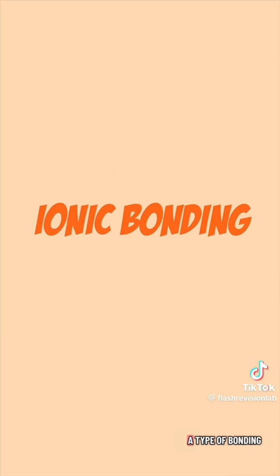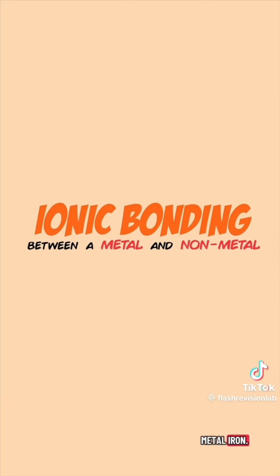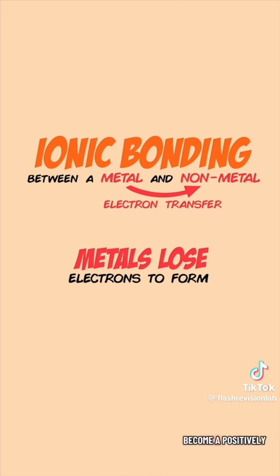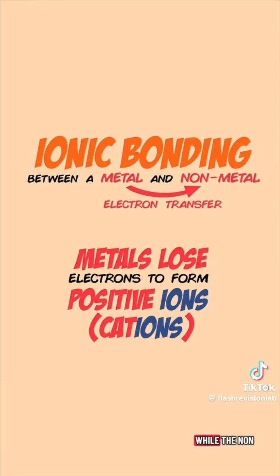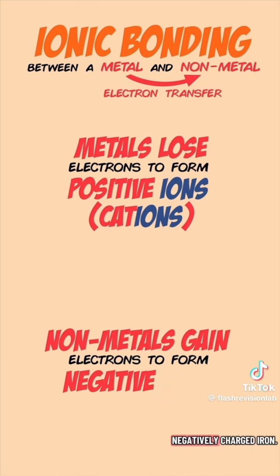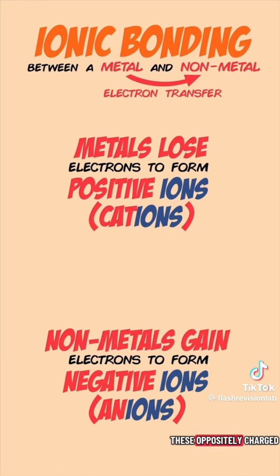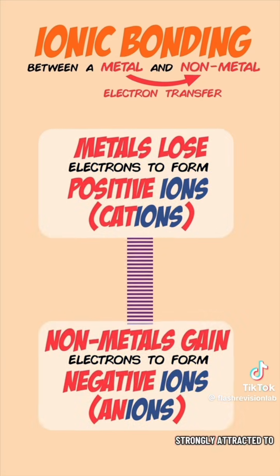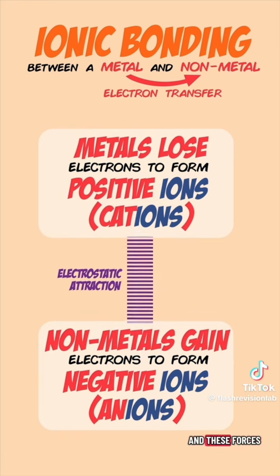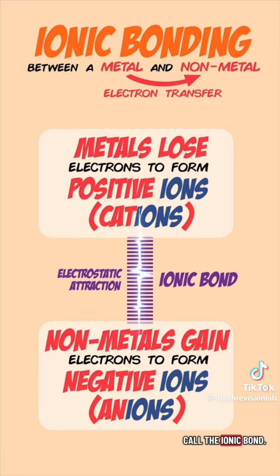Ionic bonding is a type of bonding that occurs between a metal ion and a non-metal ion. It involves the transfer of electrons from a metal atom to a non-metal atom. The metal atom loses electrons to become a positively charged ion, while the non-metal atom gains those electrons to become a negatively charged ion. These oppositely charged ions are then strongly attracted to each other by electrostatic forces, and these forces are what we call the ionic bond.